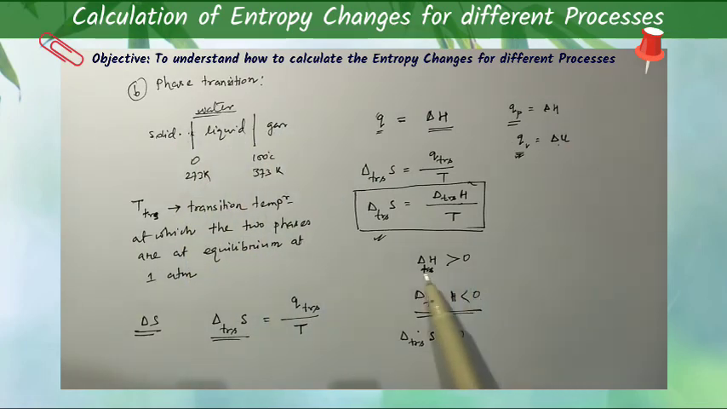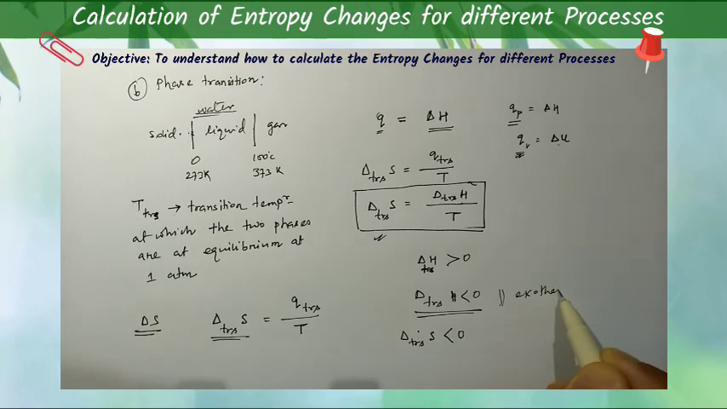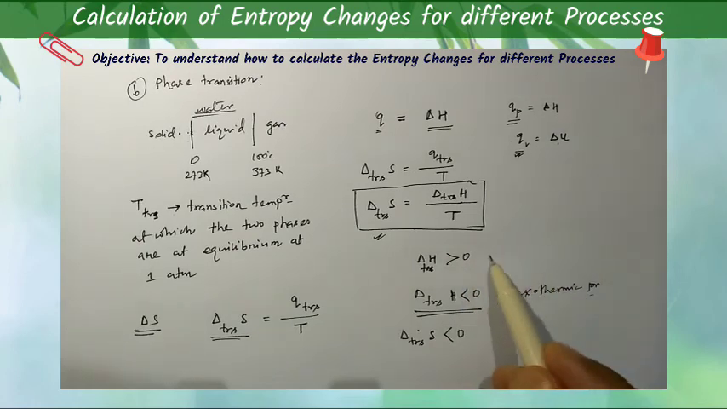Understand? And in this case, the enthalpy change is less than 0, and this is an exothermic process. What is the meaning of an exothermic process? The heat is lost by the system. If the heat is lost by the system, then the temperature of the system will decrease. So this is exothermic, and the other process is endothermic.